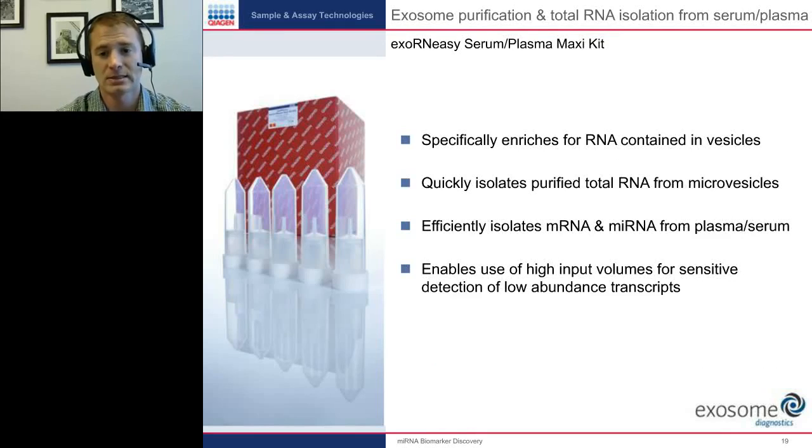The next kit I would like to discuss is for exosome purification and total RNA isolation from serum and plasma. This is the exoRNeasy Serum/Plasma Maxi Kit. This specifically enriches for RNA contained in vesicles. You can quickly isolate purified total RNA from microvesicles, and you can efficiently isolate both mRNA and microRNA from plasma and serum. And this kit also enables use of high input volumes for sensitive detection of low abundant transcripts. So what is the input range? The input range is 200 microliters to 4 mLs of serum or plasma.